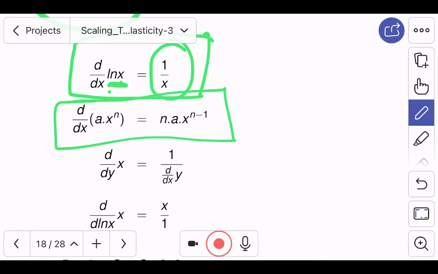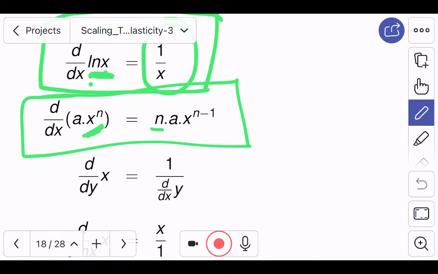If you have your x variable exponentiated to a degree n, when you take the derivative with respect to x, your n is going to come down as a multiplier. Of course, a is a constant, so constants always hang on when you take the derivative, and then the exponent is going to be n less 1. So that's another fact.